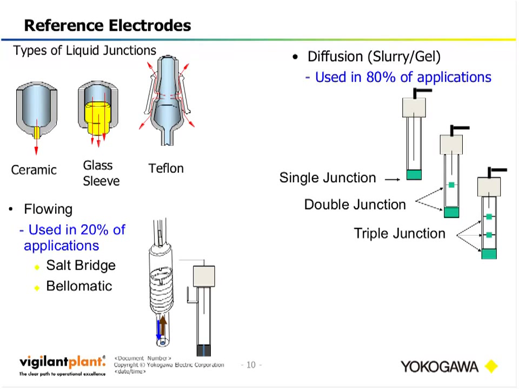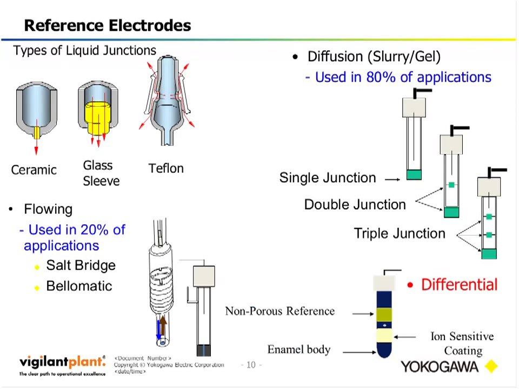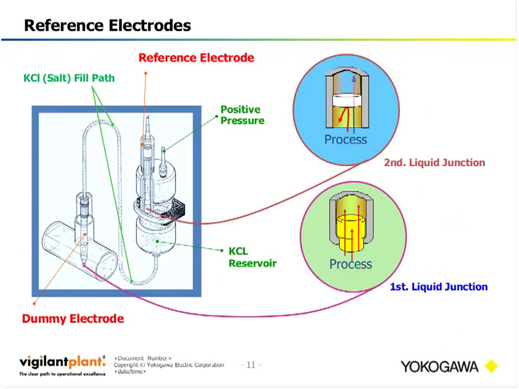But for many harsh applications, the lifetime of these electrodes is poor and the customer is looking for a maintenance-free solution. So what's been developed now is what we call a differential that we'll talk about in just a minute.